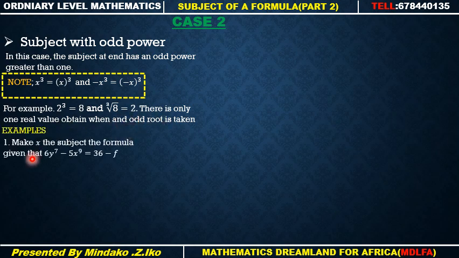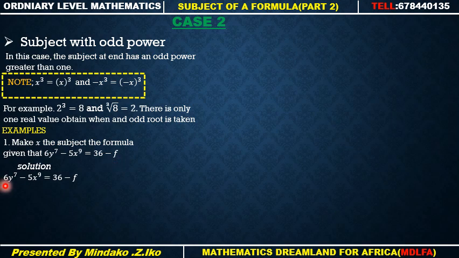So example 1: make x the subject of the formula given that 6y power 7 minus 5x power 9 equals 36 minus f. So now we are actually interested in the term having x. Since we are not interested in the other term here, we are taking this term to the other side of the equation. And you notice that if this term crosses the equality sign, the sign here, which is positive, reverses to a minus sign, which will be negative. So let's look at the solution.